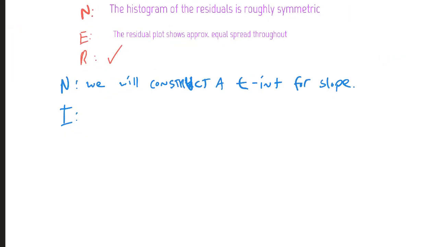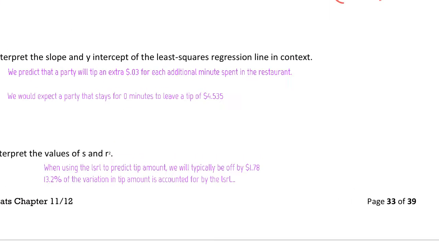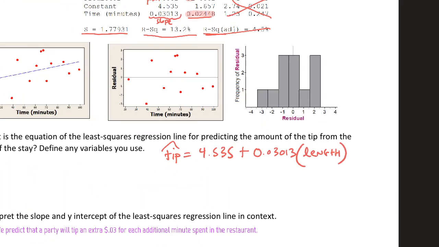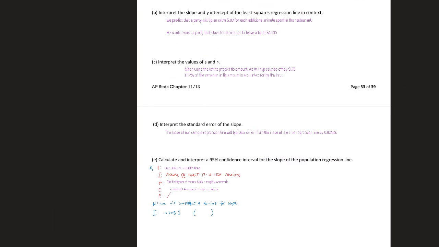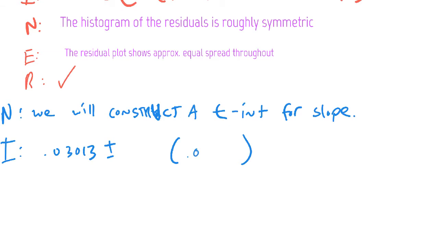0.03013 plus or minus our t-score and our standard error. That's easy. Our standard error is 0.02448. Now our t-score, I'm going to do inverse t on my calculator.